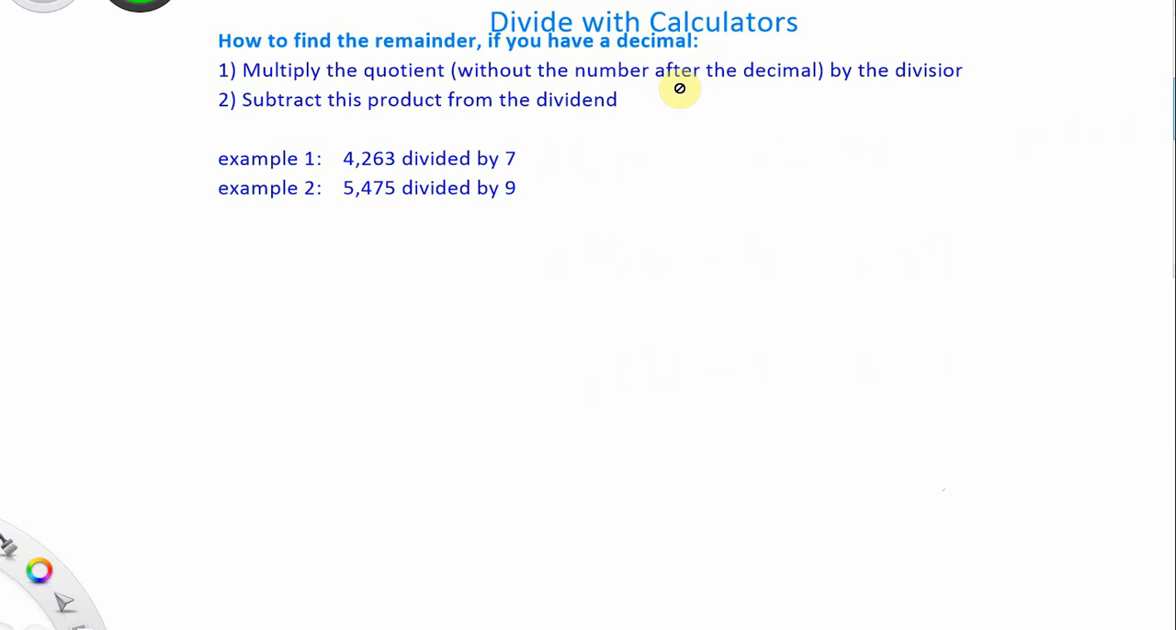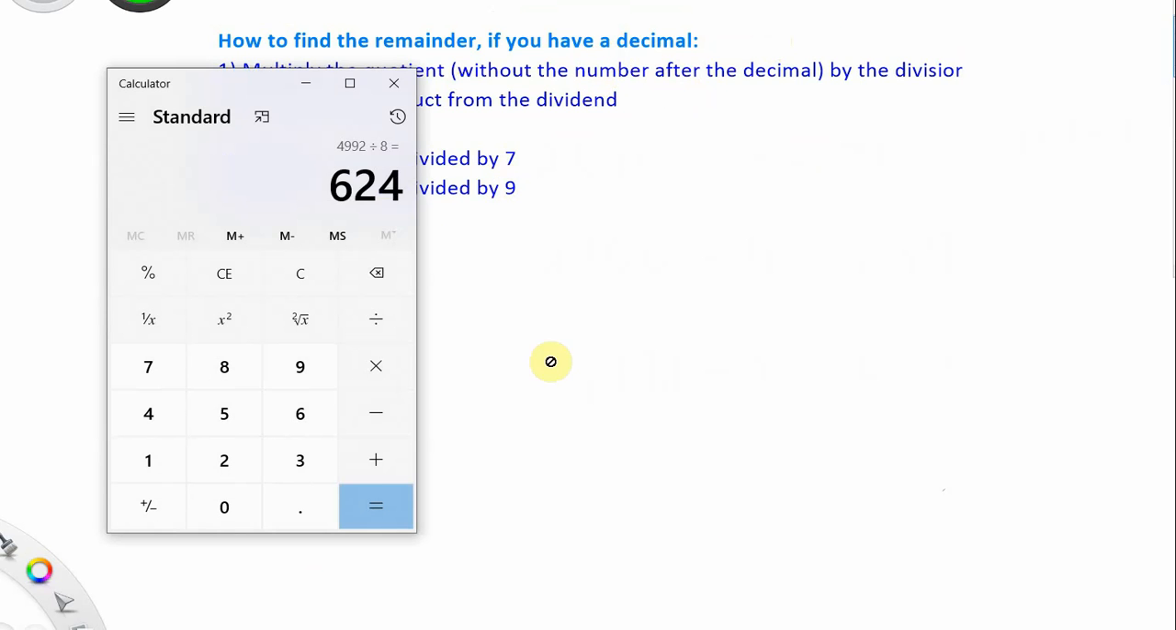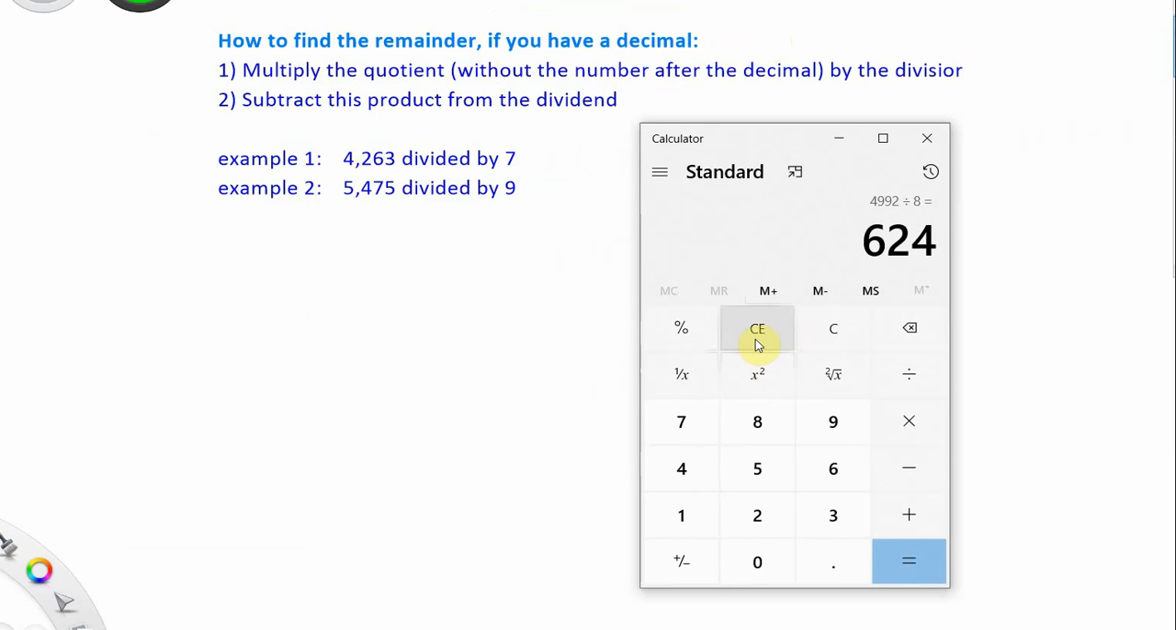All right. So we're going to look at here how to find the remainder if you have a decimal. So I've got a couple example questions for us. So the first example here is 4,263 divided by 7. So we do the same thing with our calculator. We do 4,263 divided by 7 equals 609. And so again, here you'll see there is no decimal. We're done. That's easy.